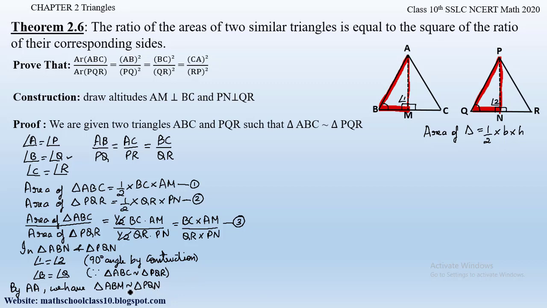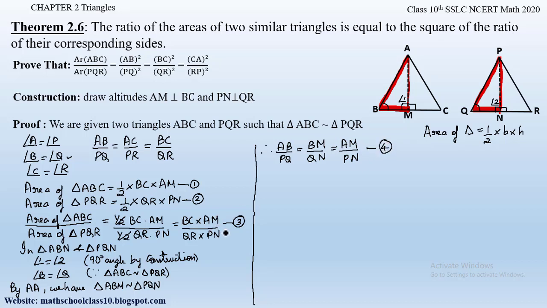So now since these two triangles are similar, the corresponding sides will be in equal proportions, right? So let us write that down now. What will be the corresponding sides which will be in proportion here? That is AB by PQ will be equal to BM by QN, and that will be equal to AM by PN. So let us write down, therefore AB by PQ is equal to BM by QN, and that is equal to AM by PN. So let this be equation 4.